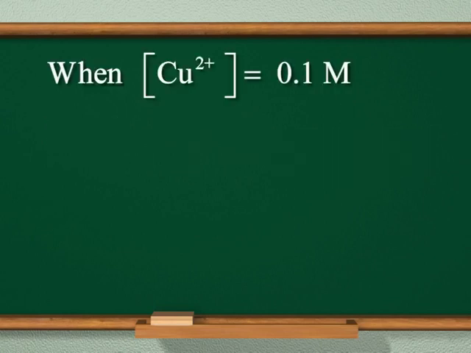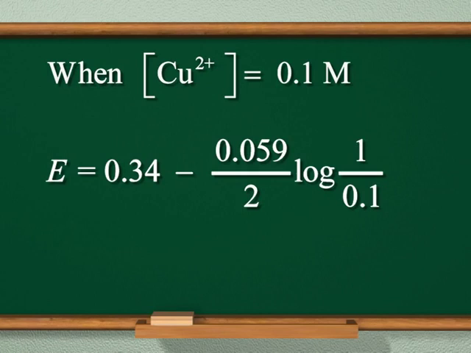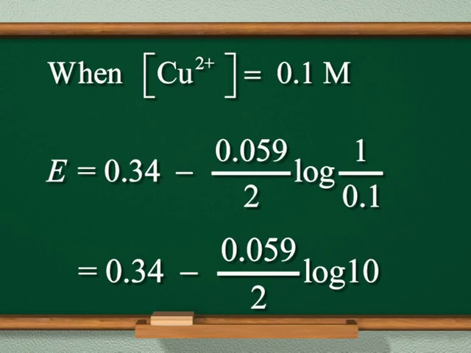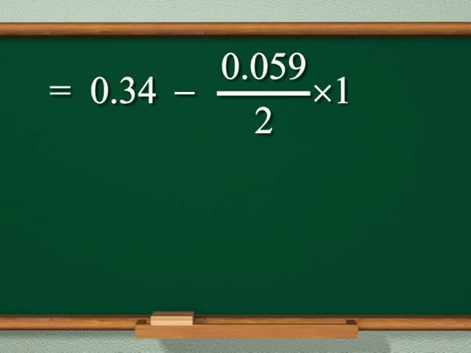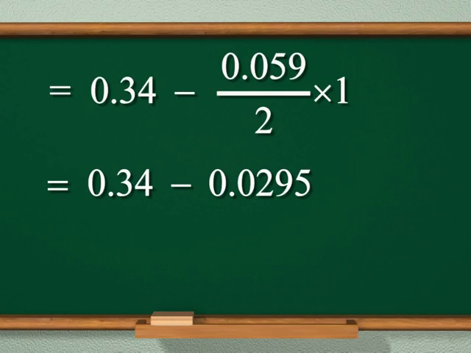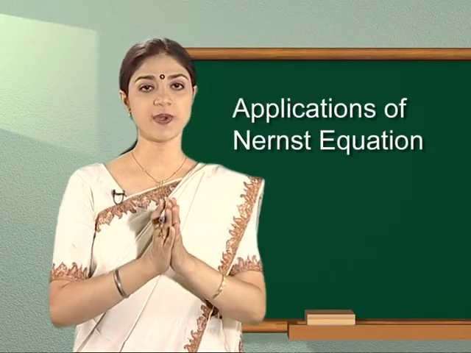When concentration of copper ions is 0.1 molar, electrode potential under given conditions is 0.34 minus 0.059 upon 2 multiplied by log 1 upon 0.1, which is equal to 0.34 minus 0.059 upon 2 multiplied by log 10, which is again equal to 0.34 minus 0.059 multiplied by 1 divided by 2. This is equal to 0.34 minus 0.0295, which is equal to 0.31 volts.